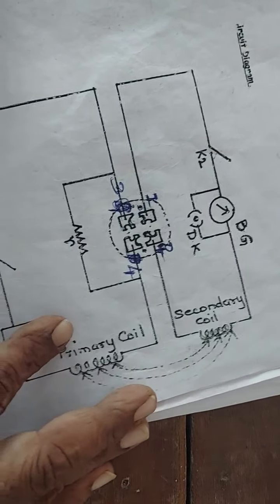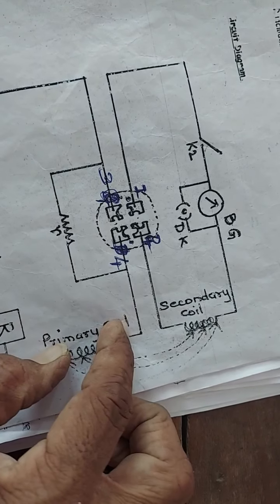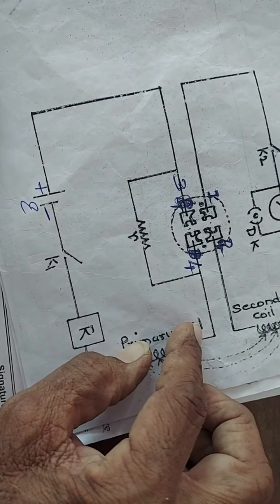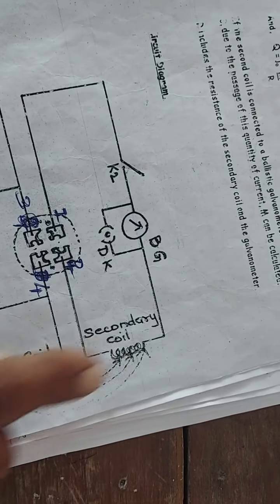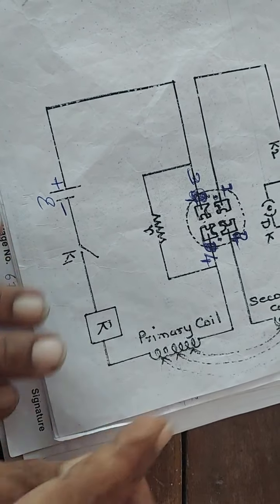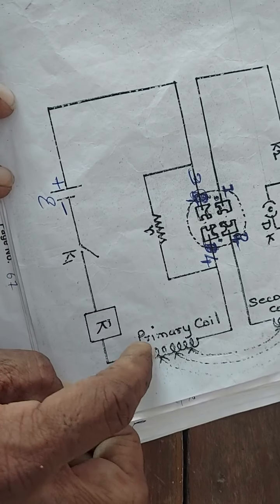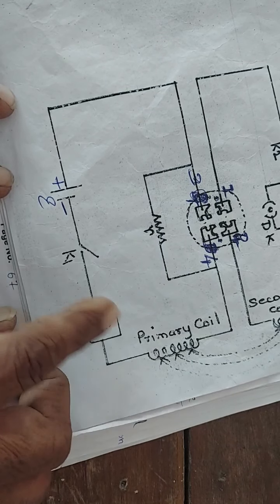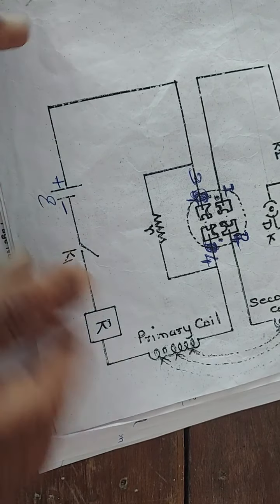Now in the circuit, what you have to do? In the circuit, you have to connect the primary coil with the battery and key K1, and the secondary coil with the ballistic galvanometer and K2. So how to connect the circuit? The primary coil you connect with the controlling resistance R. Controlling resistance R is connected with K1. K1 is connected with the battery.